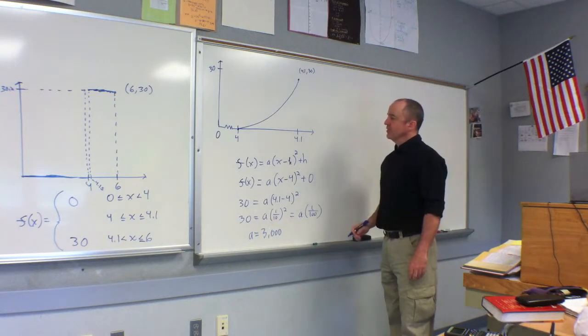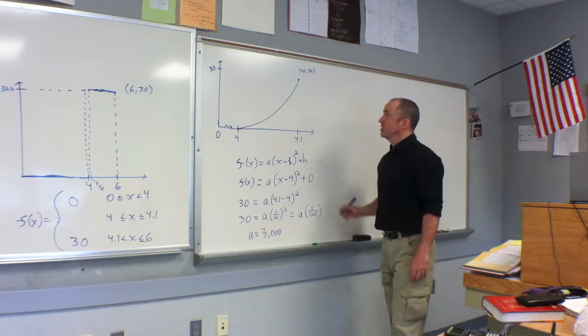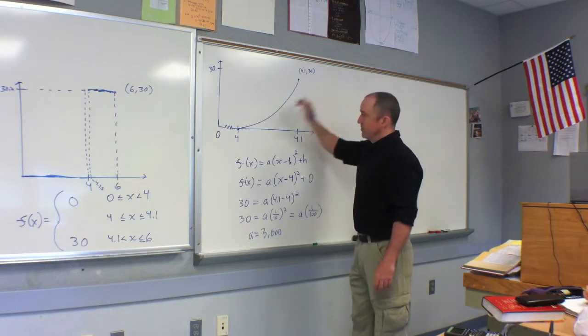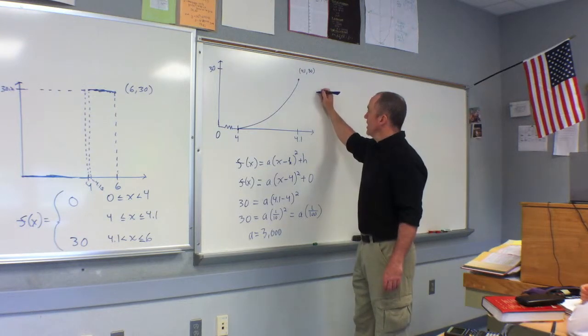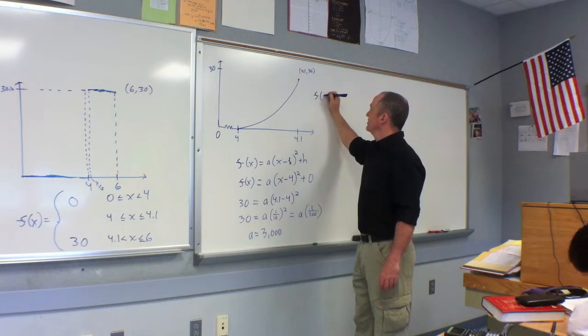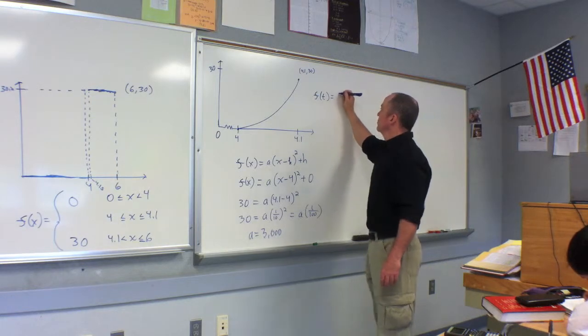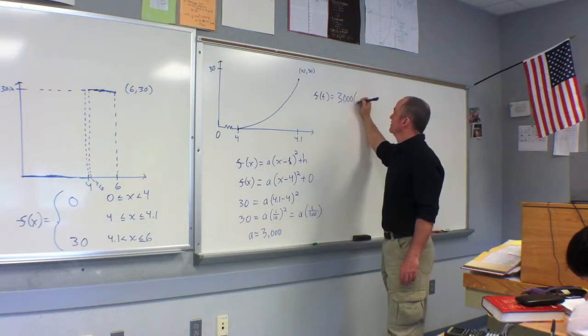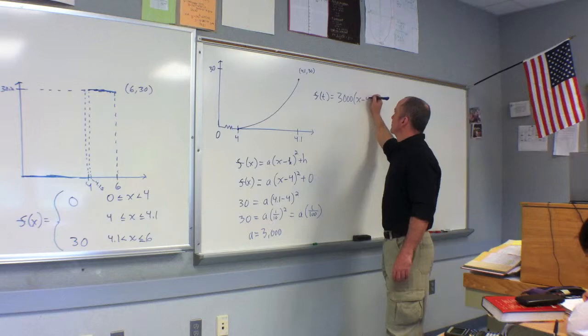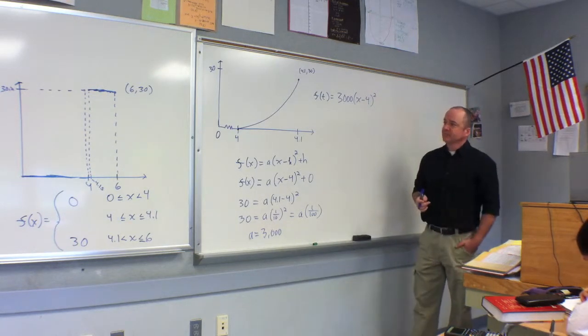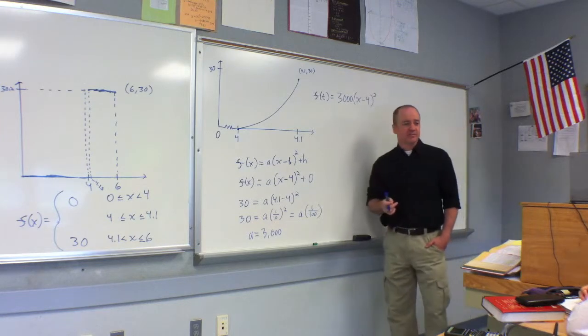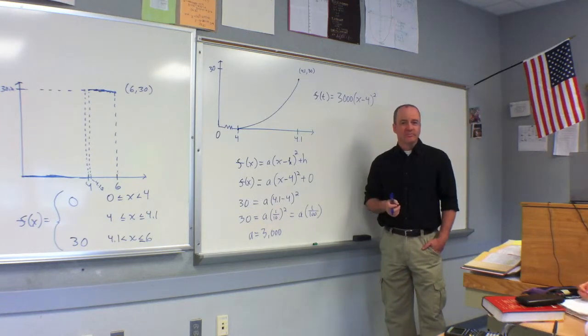So between 4 and 4.1, we're going to model the position of my fist as it accelerated with f of t equals 3,000 times (t minus 4) squared. I didn't even ask you guys a question yet. Here's my question.